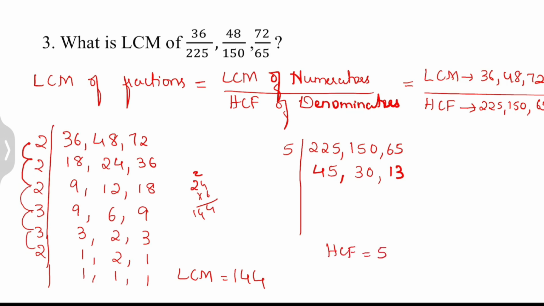So what is the LCM of these fractions? The LCM of 36, 48 and 72 is 144. So 144 divided by the HCF of the denominators, which is 5. So 144 divided by 5 is our answer. Next problem.